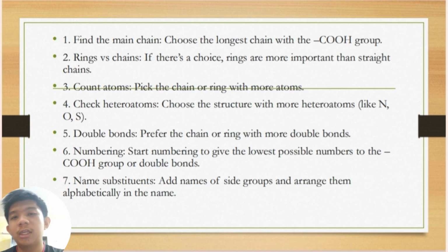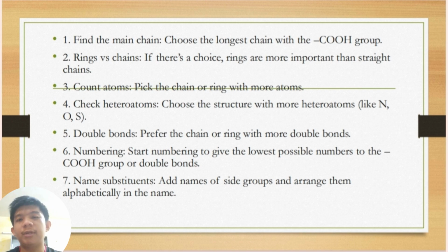The first step is to find the main chain. We choose a chain which has the most seniority group, which is the COOH group. And if we have multiple chains that have COOH group, then we choose the longest chain. The longest chain that has a COOH group. If there is a tie, then we look at the number of COOH groups. There's a diagram. You can refer to the diagram below.